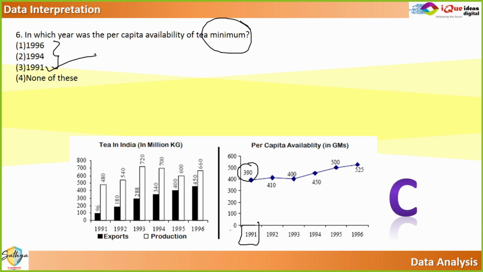Sometimes they ask you such a simple question where you will get confused and start thinking too much. Sometimes they will make you overthink in a question where nothing is to be overthought. Here, it is a straightforward answer. For per capita availability, all you had to do was look at the graph. Without overthinking, 91. Very simple question. Moving on to the next one.